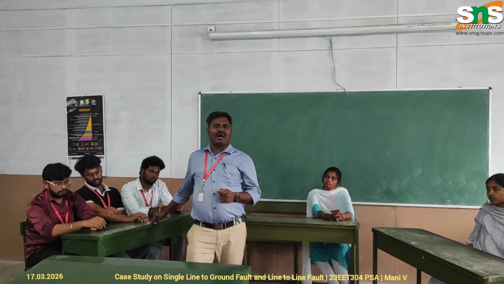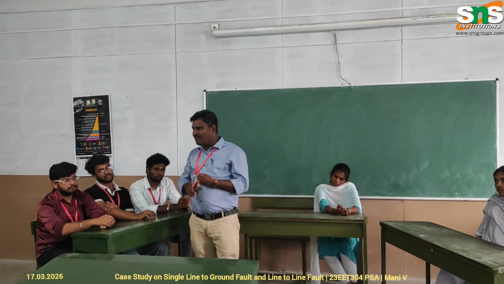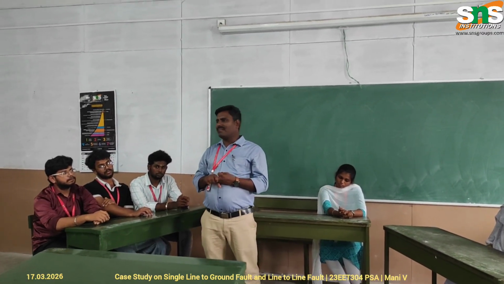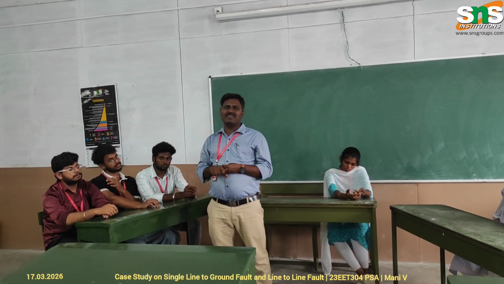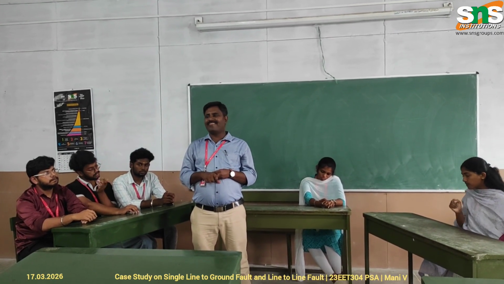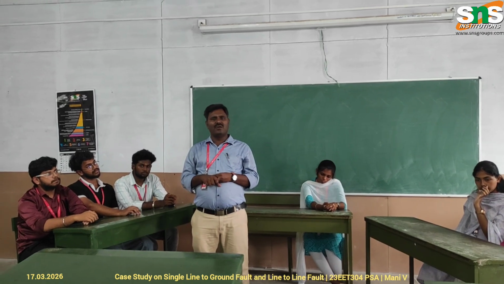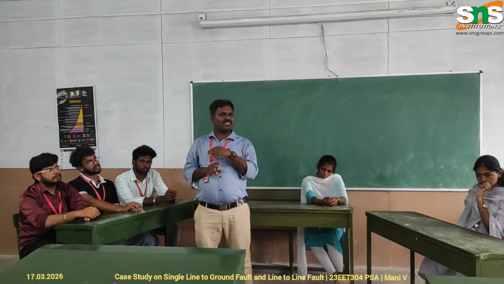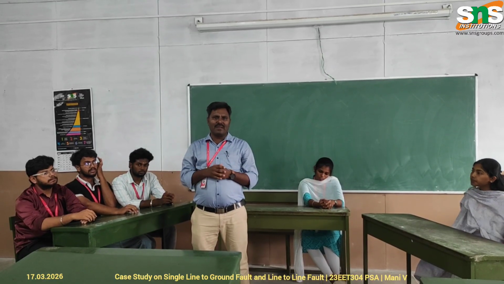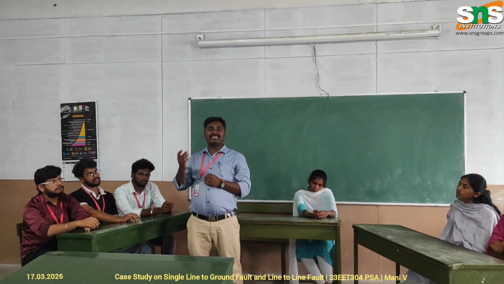The unsymmetrical faults are single line to ground fault, line-to-line fault, and double line to ground fault. Compared to these three, the single line to ground fault is the most severe, because in a power system more than 70% of faults occur because of single line to ground faults. It is severe because it causes the other lines to experience overvoltage or abnormal conditions, up to root 3 times the particular phase voltage. It increases by an enormous amount.